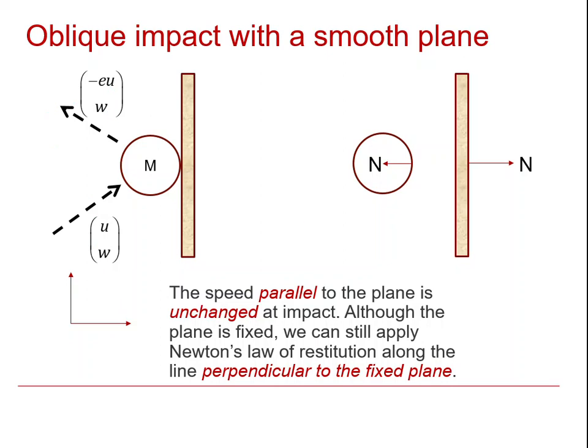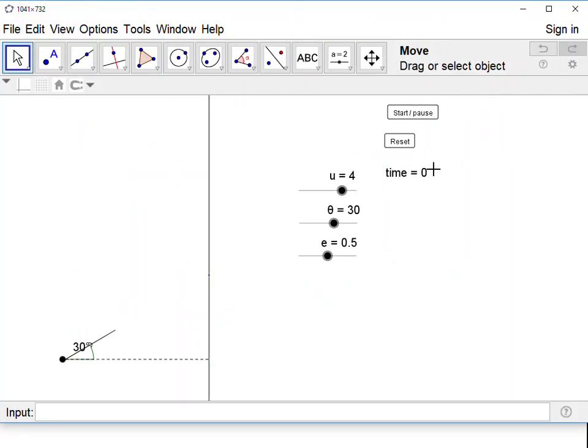Now let's see this in a demonstration. So I'm going to call up GeoGebra. There we've got an approach velocity of 4. The angle is 30 degrees, which is going to lead to 60 degrees between the approach and the plane of the wall.